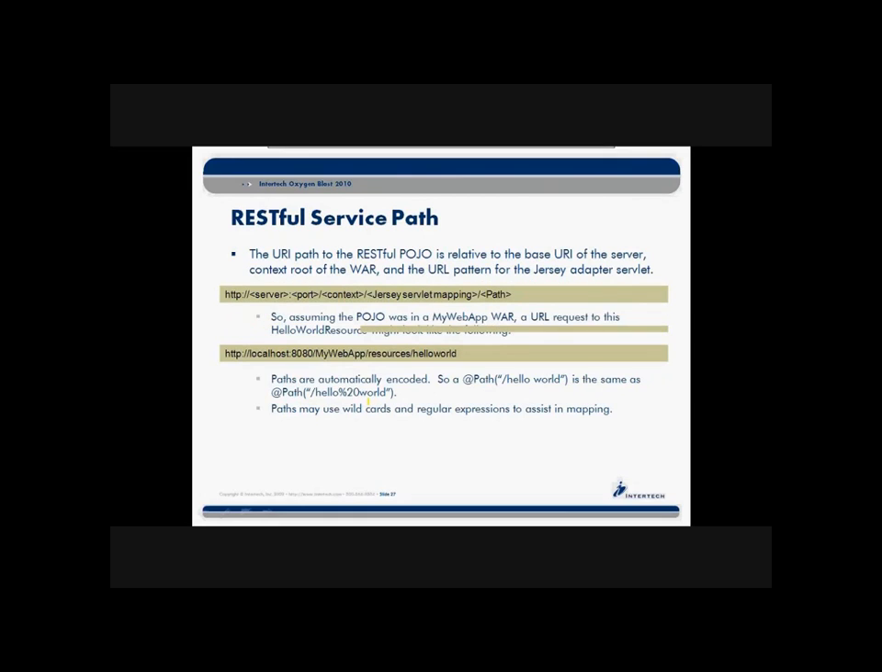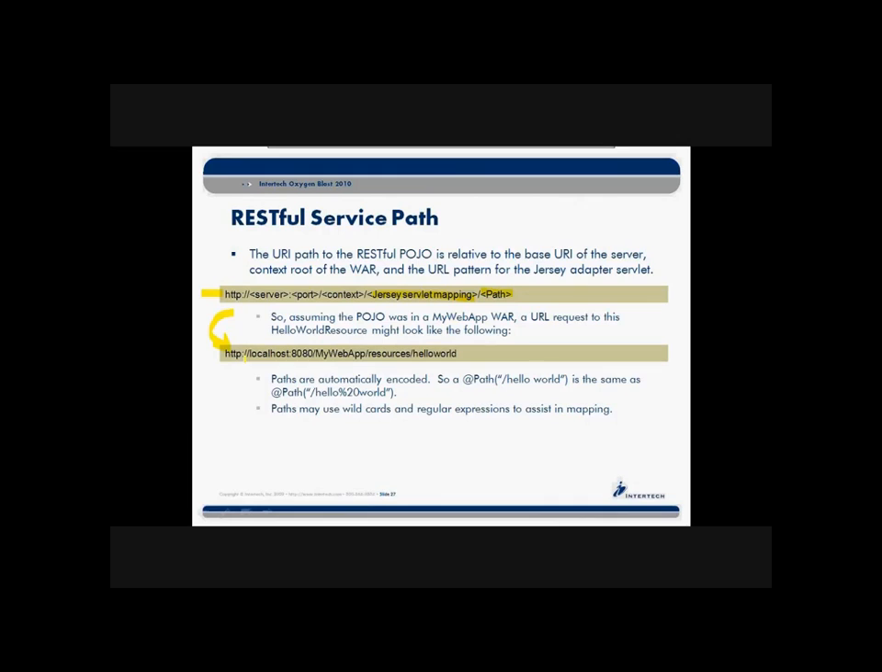So in our particular case, that path, as I mentioned, is a relative path. So what is the full path going to look like? Again, take into account your server, your port, your application context, your Jersey servlet mapping. So in my case, I put there /resources. And then we'd see our path, in this case, /helloworld. So here's an example of how to communicate with my particular HelloWorld resource, my particular HelloWorld POJO.